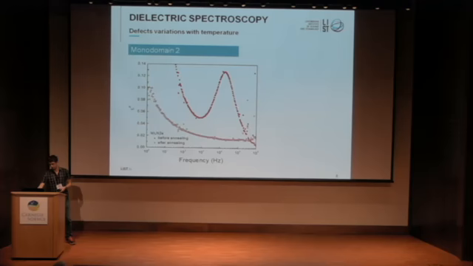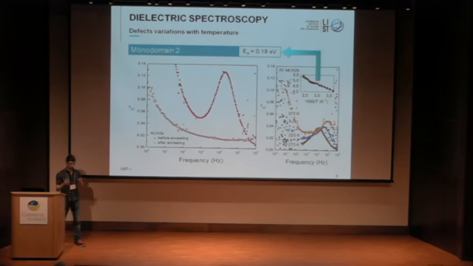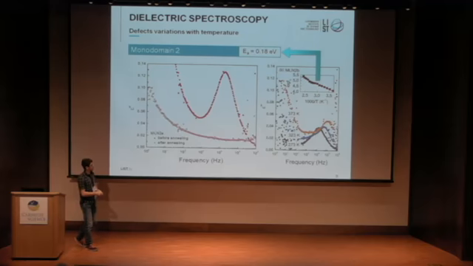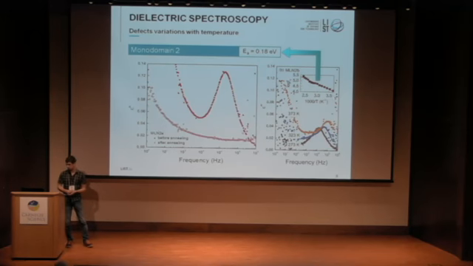Then we decided to study precisely in temperature what was going on. So it's just the same for different temperatures. You see that with increasing temperatures, the peak position shifts to higher frequencies. And actually, if you take the frequency and you plot it as the inverse of temperature, you find an Arrhenius law that matches more or less with an activation energy that is very small, 0.18 eV.